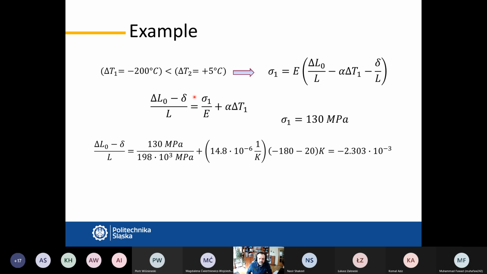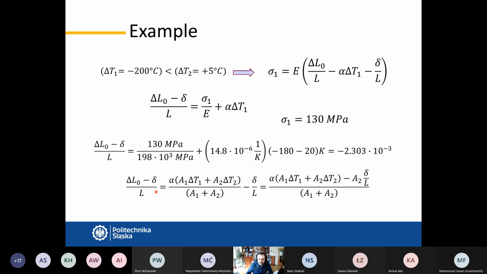So this factor, delta L0 minus delta over L, is that much. If we introduce all the data, it's minus 2.3 times 10 to the minus third power. And this is, of course, unitless, because here we have length and here we have length. So this is a factor of the deformation when they come in contact, exactly, because this is delta L0, the total deformation, minus the gap which is there.